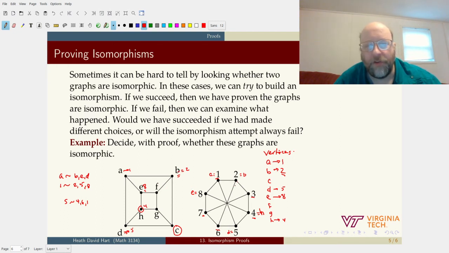So what connects to 2 and 8? Well, 2 connects to 1, 3, and 6. 8 connects to 1, 4, and 7. The only thing that they connect to in common is 1. But that's a problem because I've already assigned 1 to A. And so F has no candidate. There's no way to assign F.